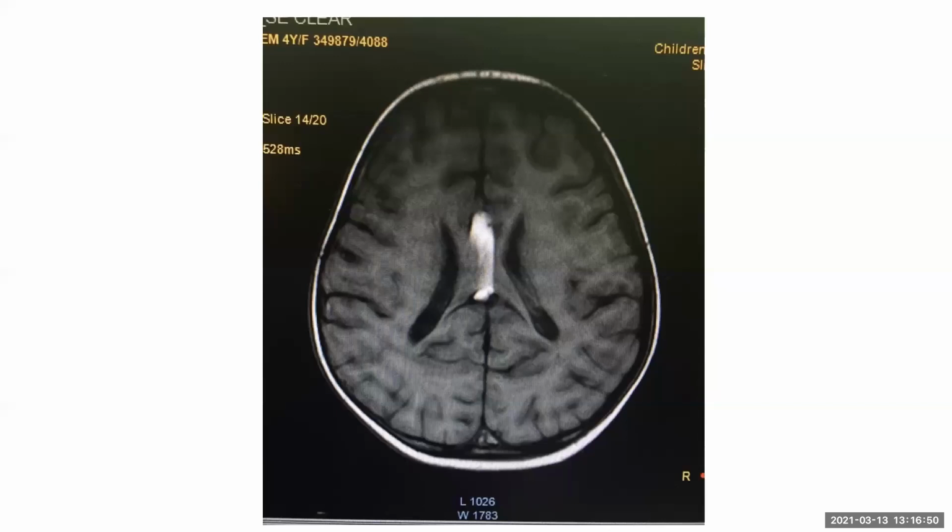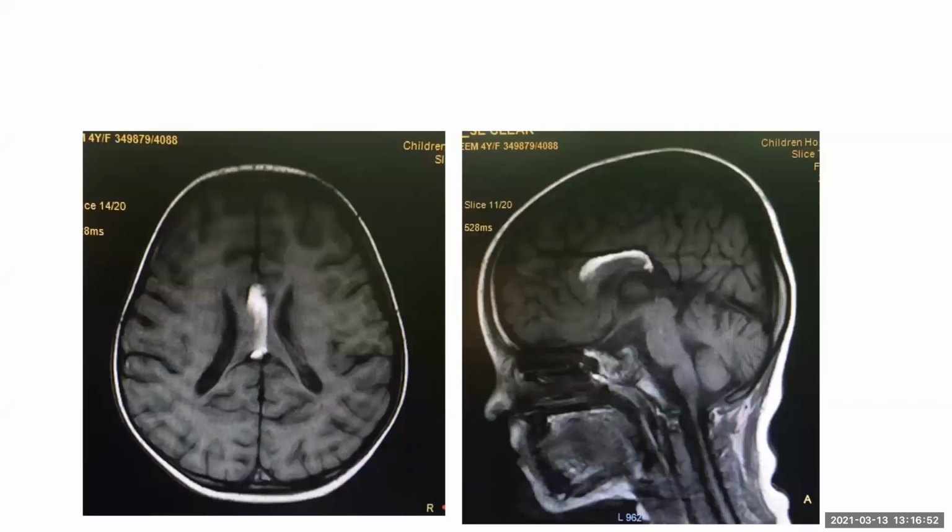In my usual practice, I'll always see whether the corpus callosum is normal. Here I can see a tubular shaped lesion, that is a lipoma, overlying the corpus callosum. I cannot see the posterior body and splenium of the corpus callosum. So it is a partial corpus callosal dysgenesis with a corpus callosal lipoma.